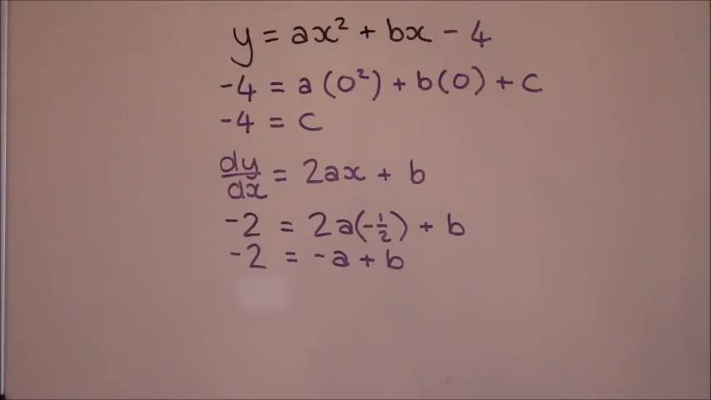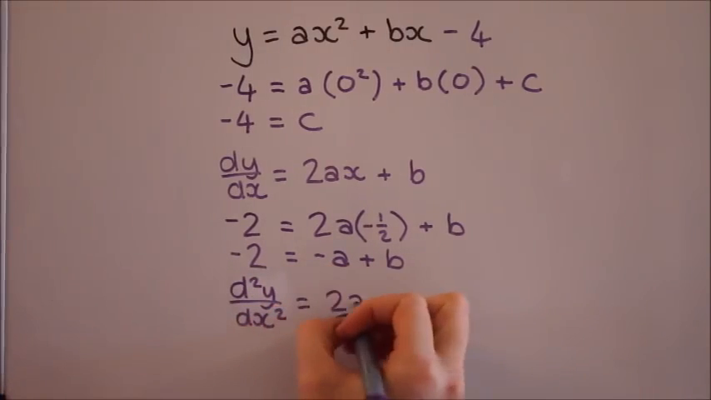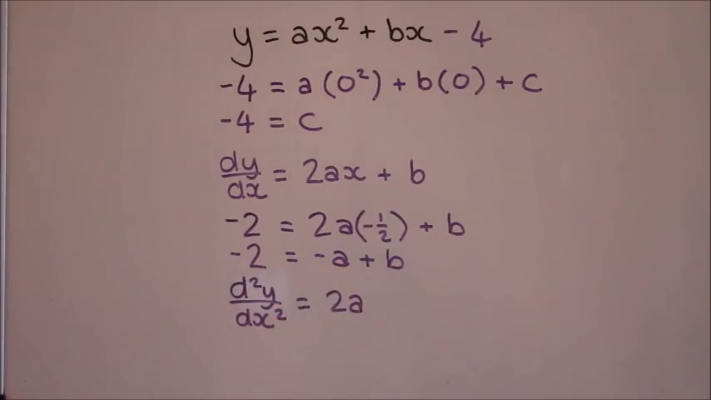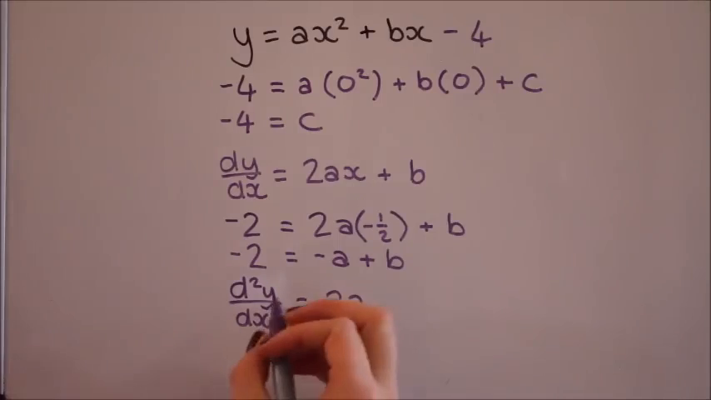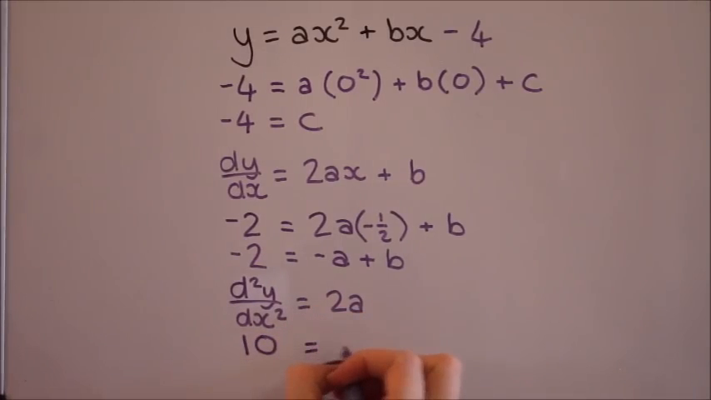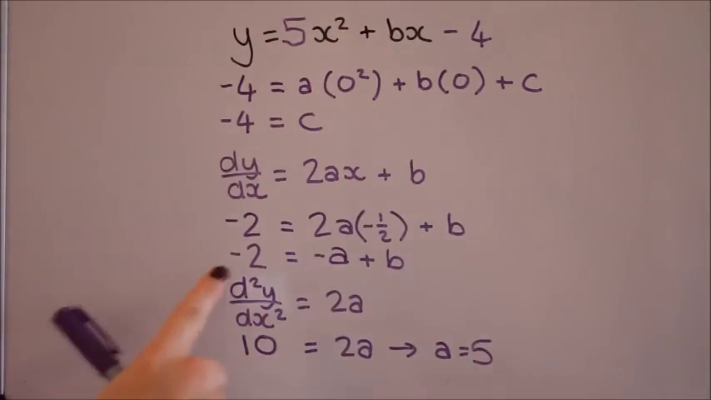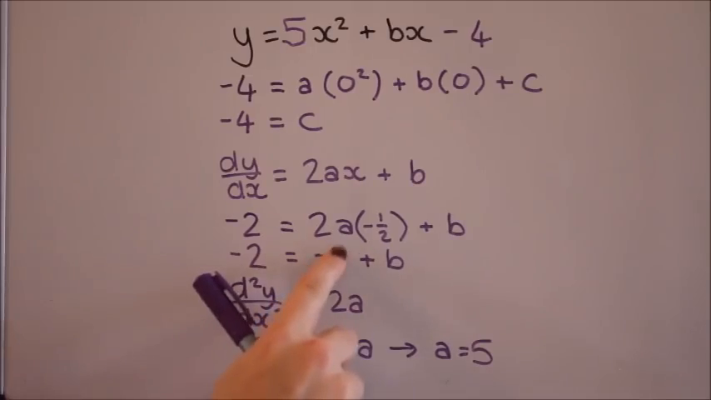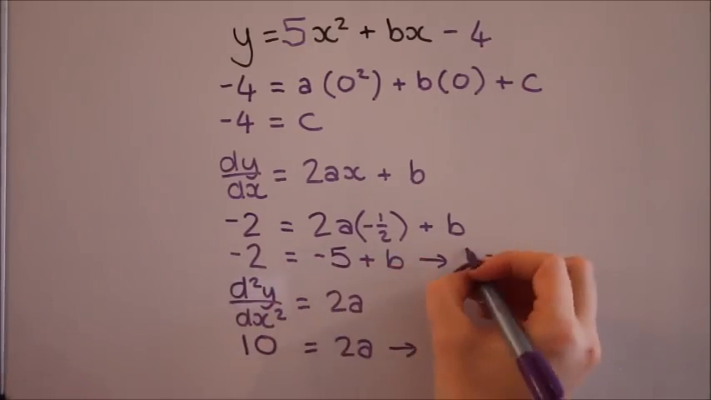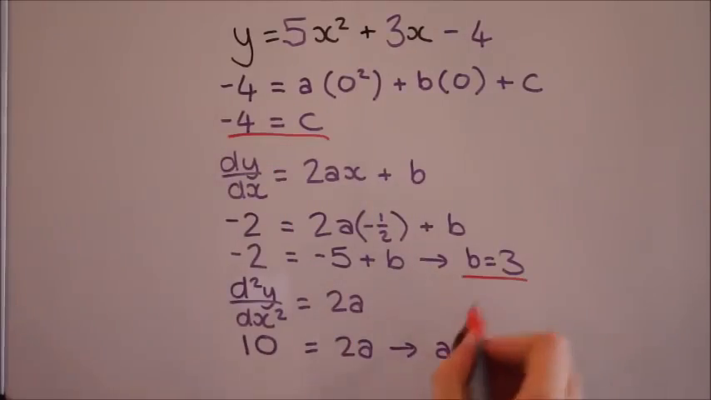We need the second derivative, so let's differentiate again. That's got rid of some more stuff, so let's substitute in what we know. We know it's 10 when x is minus a half again. Actually, this doesn't even have an x in, so it'll just equal 2a, which means that a is 5. Now we can go back to here and substitute a back in. And we've done it. Very well done.